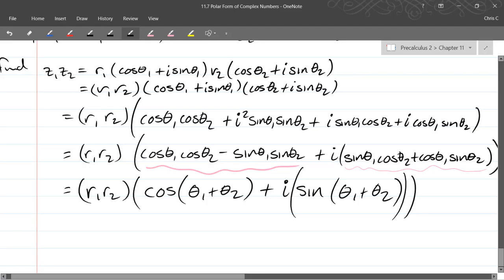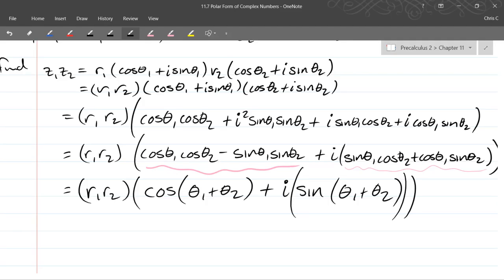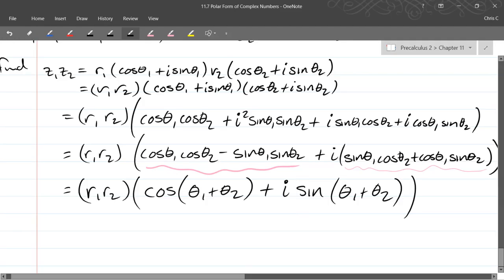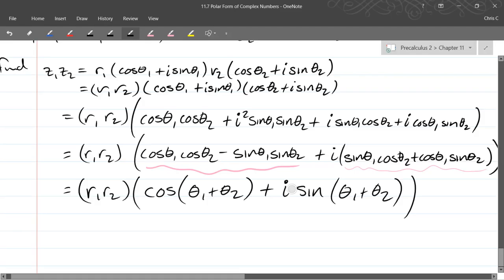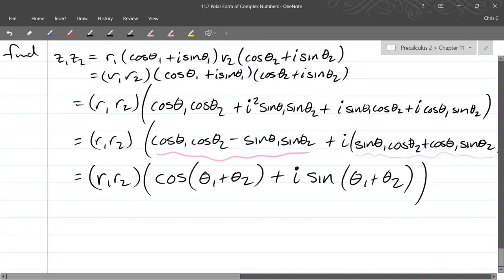You can write it like that if you want to. It's up to you. I had to keep these two in parentheses, so I know I add the angles before I take the sine of them. But I know I multiply the i times sine after I'm done adding, taking sine of the sum of the angles, just because it's outside the function. So this is z1 z2, according to our FOILing and our trig identities that we used.